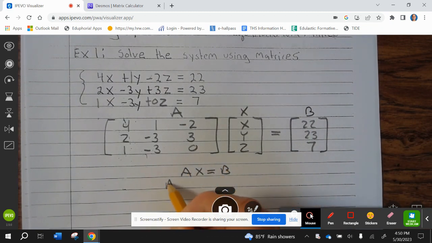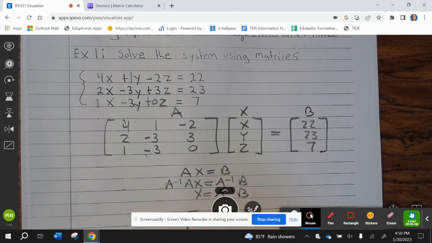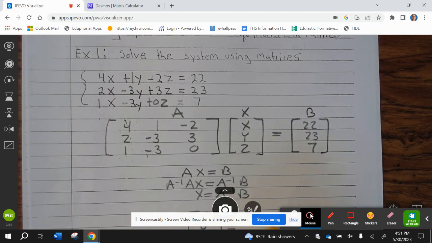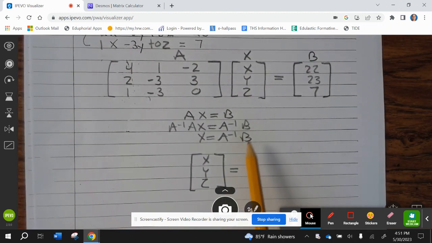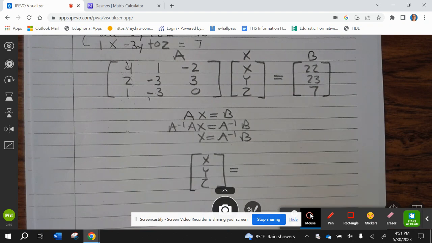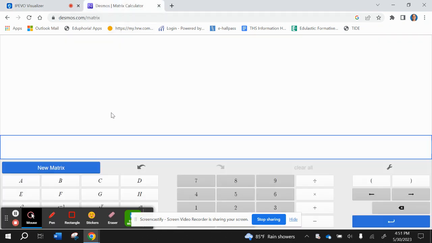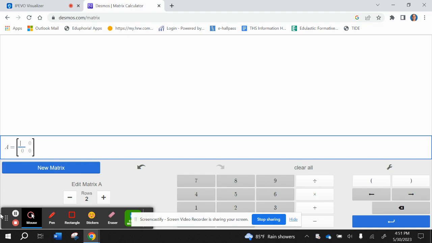Now remember, we have AX equals B. So we multiply both sides by A inverse. So we have X equals A inverse B. So we have X, Y, Z equals, and then we just need to use our Desmos matrix calculator to find A inverse B.